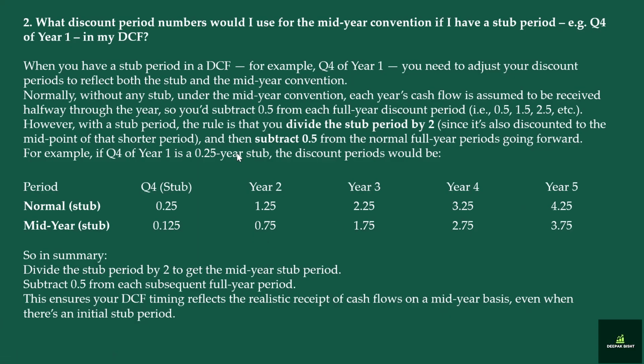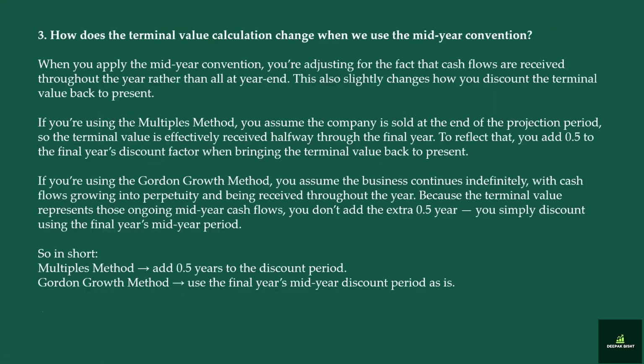Okay, let's talk about all this in question number three. I hope you have understood how we calculate the stub period, and this will be used in question number three. The data from question number one and question number two, and the concepts we are understanding here, will all be applied in question number three. So let's move to question number three. Question number three is: how does the terminal value calculation change when we use mid-year convention?